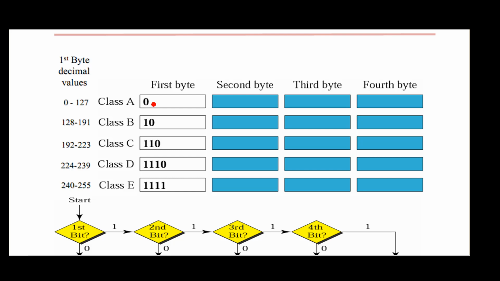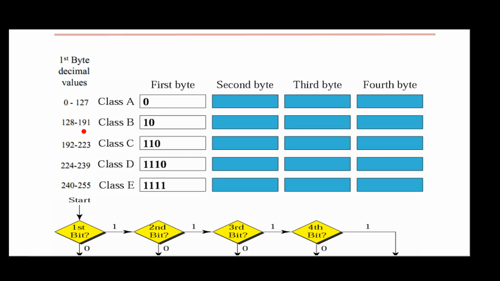If I take 0 here, the remaining will be 7 bits. 2 to the power of 7 will give 128, so 0 to 127 is the range of class A. When I come to class B, we have 2 bits already fixed, 1 0. The remaining will be 6 bits. 2 to the power of 6 will give us 64. Sorry, 127 plus 64 will give you 191. Therefore the next 64 numbers will be the range of class B.